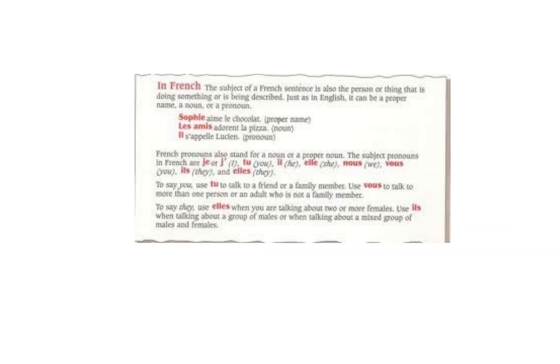Okay, and for those of you who like to have a different kind of explanation of grammar, in French, the subject of a French sentence is also the person or thing that is doing something or being described. Just as in English, it can be a proper name, a noun, or a pronoun. Sophie aime le chocolat. That means Sophie likes chocolate, and there Sophie is a proper name. Les amis adorent la pizza. The friends love the pizza. And les amis is just a simple noun, the friends. Il s'appelle Lucien. Il is he. It replaces Lucien in the sentence. It's a pronoun. French pronouns also stand for a noun or a proper noun.